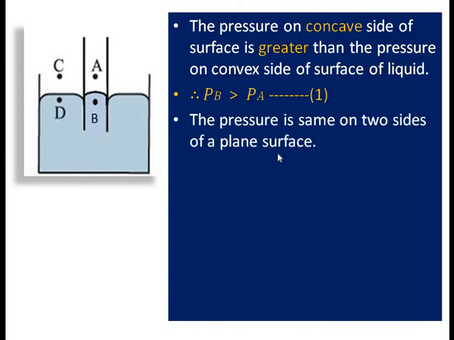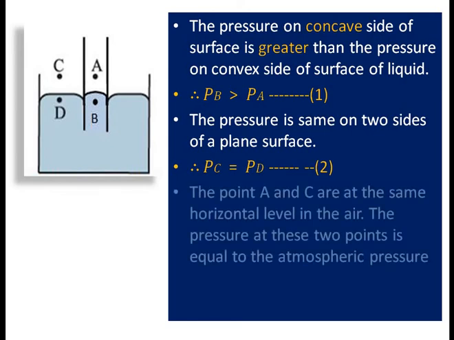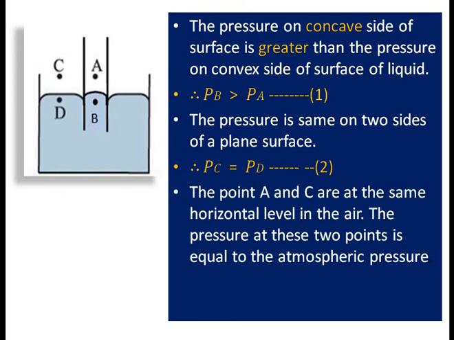The pressure is same on the two sides of the plane surface. At the same time, C आणि D पॉइंट जे आहेत या ठिकाणचं प्रेशर सेम असणार आहेत, म्हणजेच PC equal to PD. The points A and C, in this diagram we can see the points A and C, they are at the same horizontal level in the air. The pressure at these 2 points is equal to the atmospheric pressure.